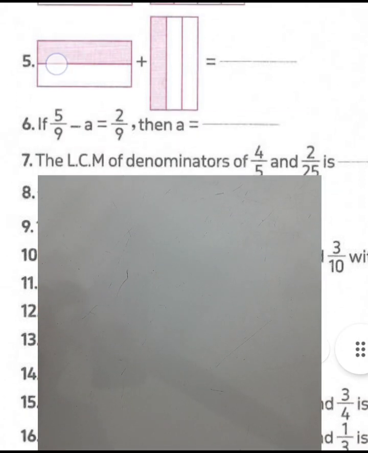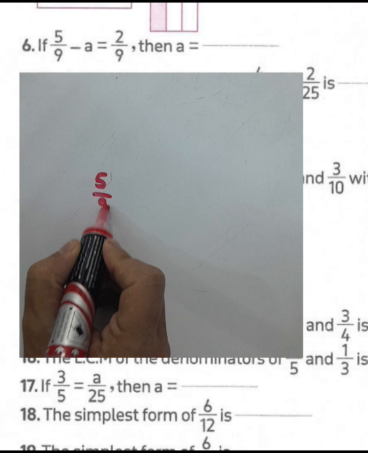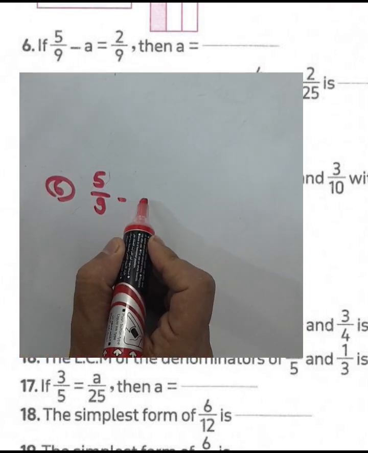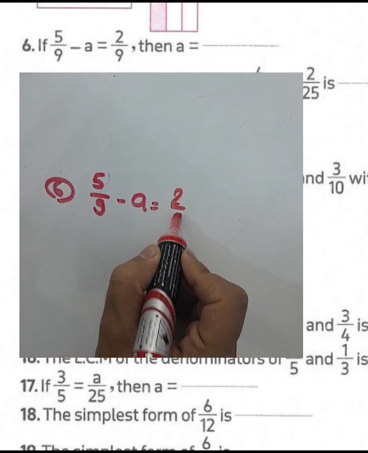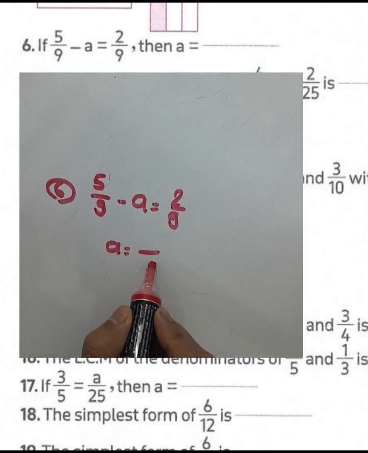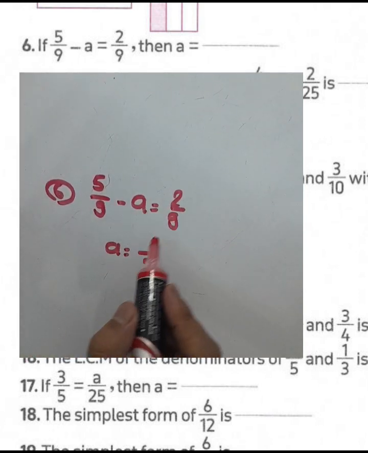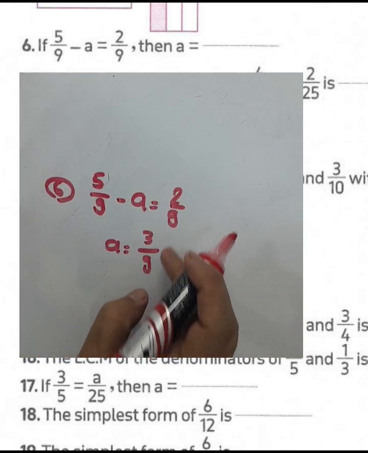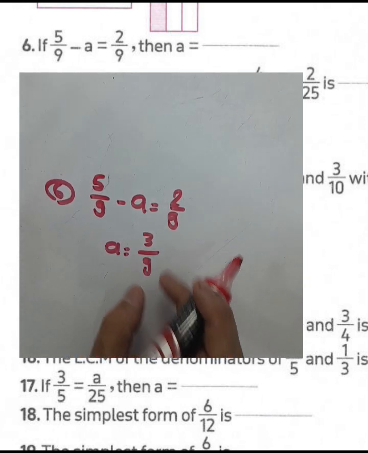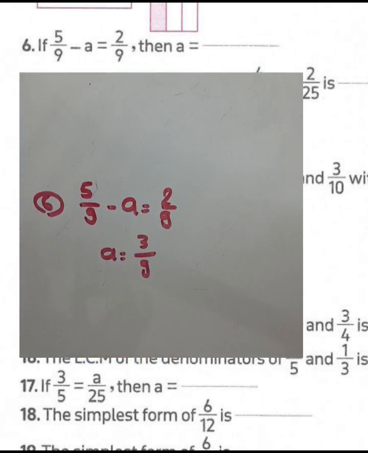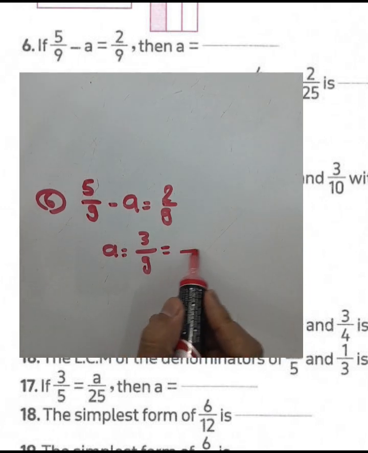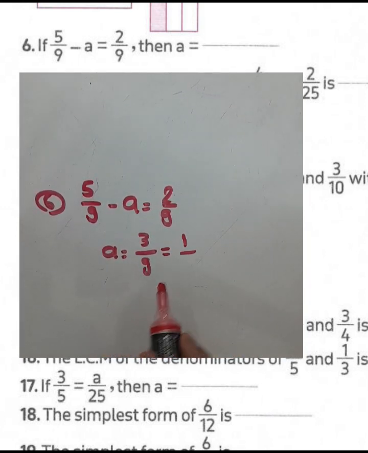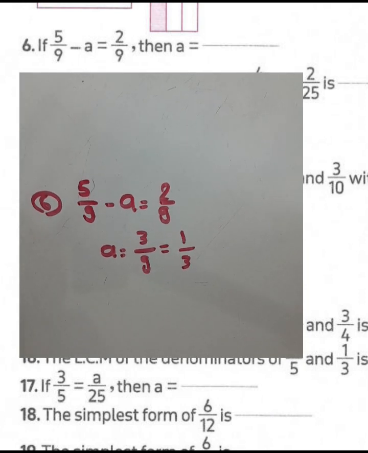Question 6. If 5 over 9 subtract by a equal 2 over 9. In the value of a, we can write 9 in the denominator, and 5 minus 2 it will be 3. 3 over 9, you can simplify this fraction by dividing by 3 numerator and denominator. 3 divided by 3 equal 1, and 9 divided by 3 equal 3. Then the result here will be 1 over 3.